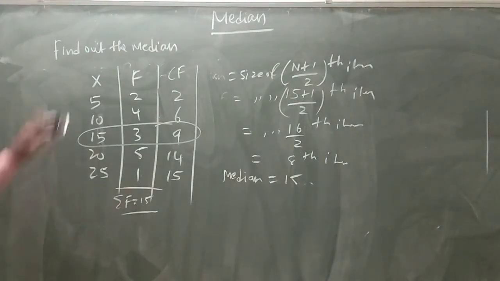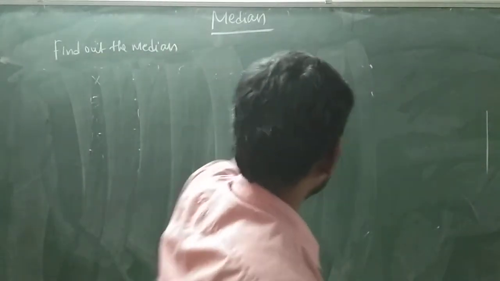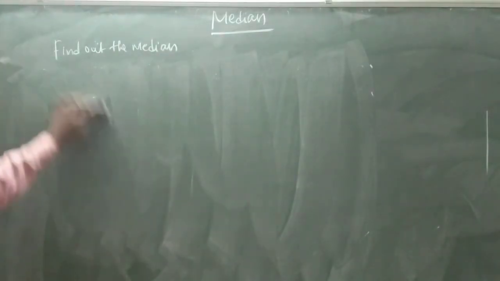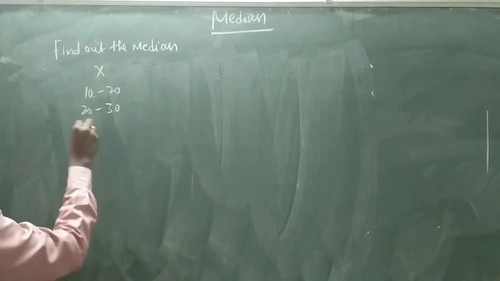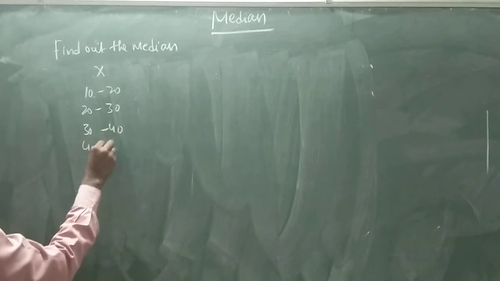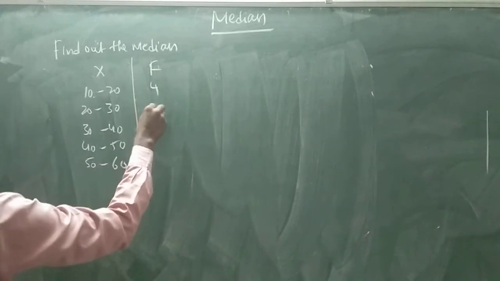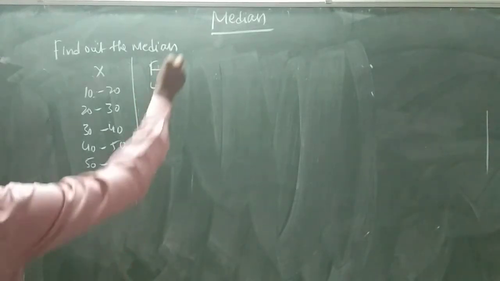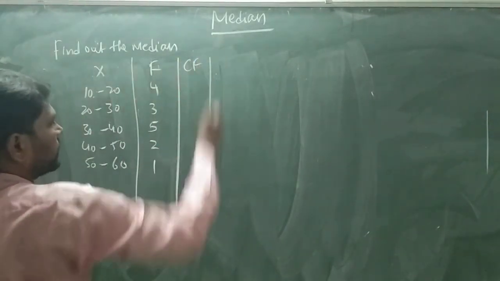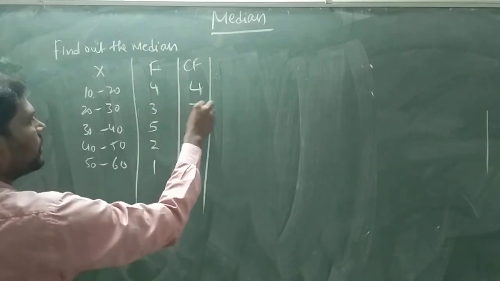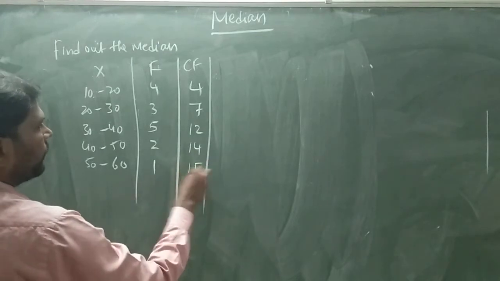Next one is continuous series. So x is 10 to 20, 20 to 30, 30 to 40, 40 to 50, 50 to 60, and frequency 4, 3, 5, 2, 1. Next, find the cumulative frequency. First value is 4, 4 plus 3 is 7, 7 plus 5 is 12, 12 plus 2 is 14, 14 plus 1 is 15.